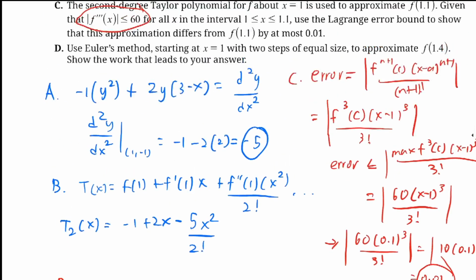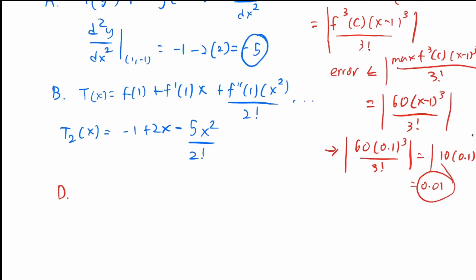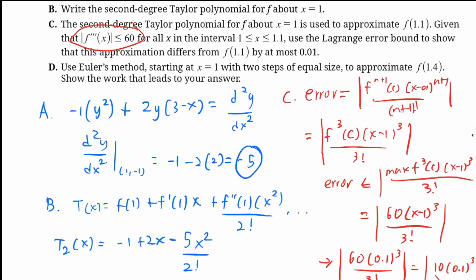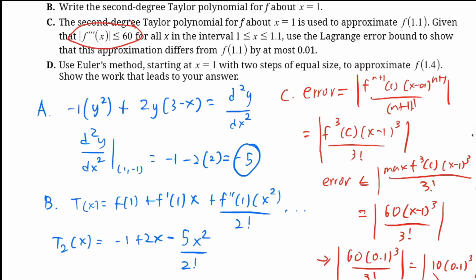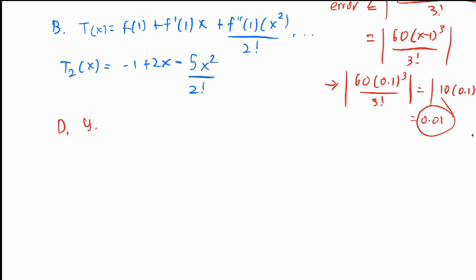Let's do the last part here, which is part D: using Euler's method, approximate f of 1.4. So from here, it's a standard Euler's method problem. In this case, there are people that do very different methods of Euler's method. So the way I do it is that for every next step, I use the previous step's y value plus the step size times dy dx at the previous coordinates. So I use this formula for Euler's method, okay? This is my way of doing it.